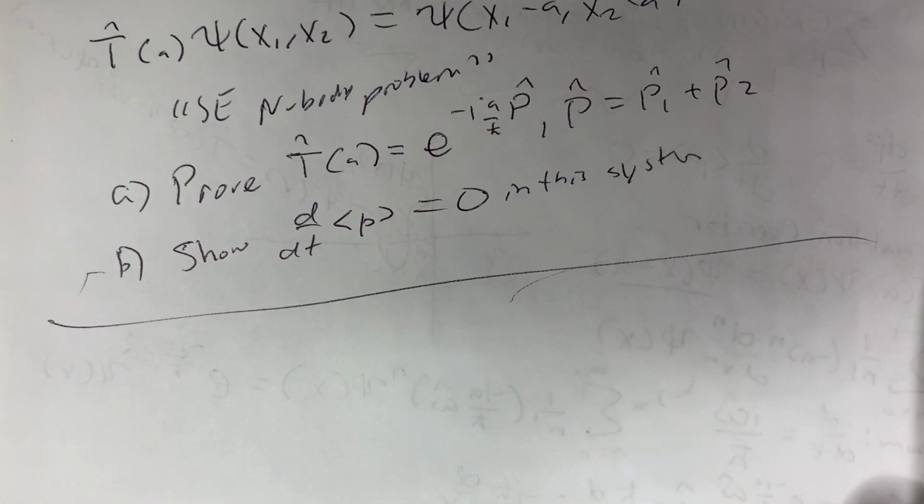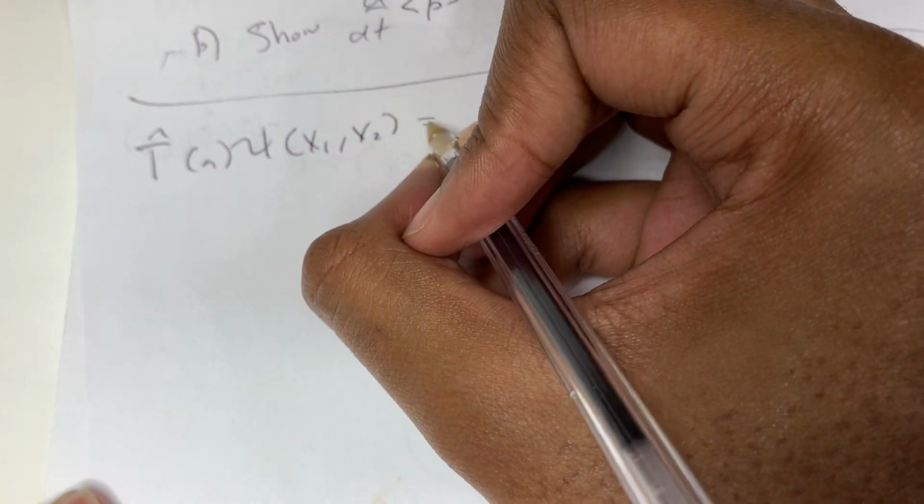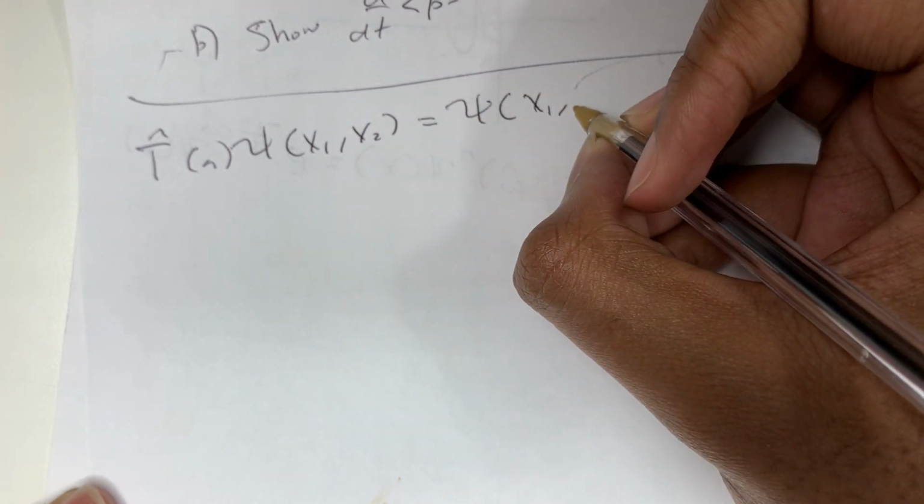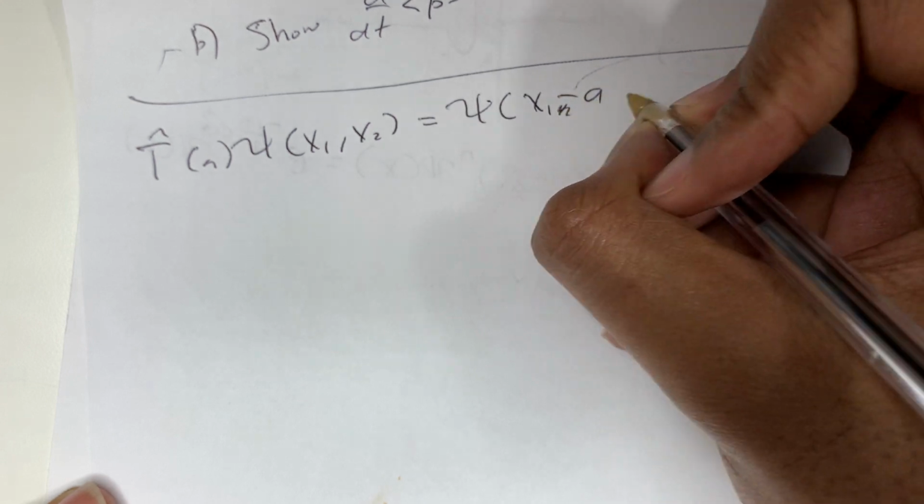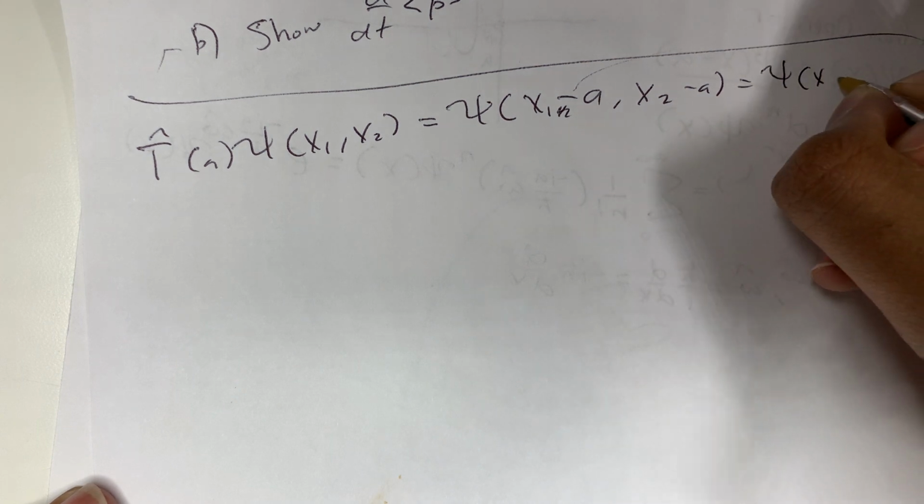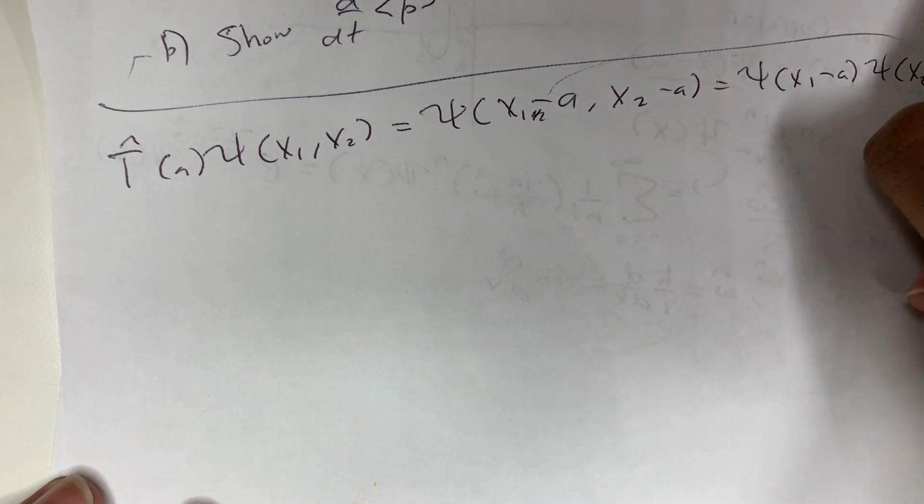I'm going to prove this really fast because there's ants all over my table right now. So first we have T hat of a on psi of x1, x2. That equals psi of x1 minus a and x2 minus a. That equals psi of x1 minus a times psi of x2 minus a, assuming the separation of variables of the wave function.